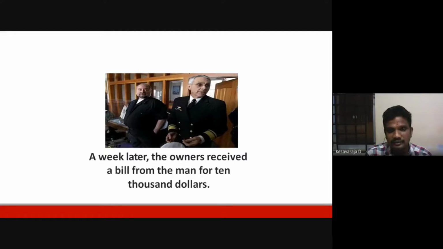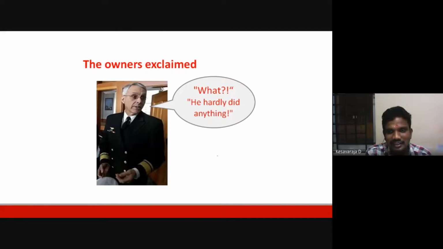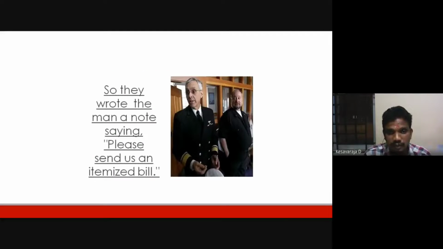A few days later, the ship owners received a bill from the old man. He had hardly done anything, yet the bill was $10,000. The ship owner was shocked. He wrote a letter to the old man: Dear sir, please send an itemized bill. Just with a small hammer he simply tapped on the engine, but he was asking for $10,000.